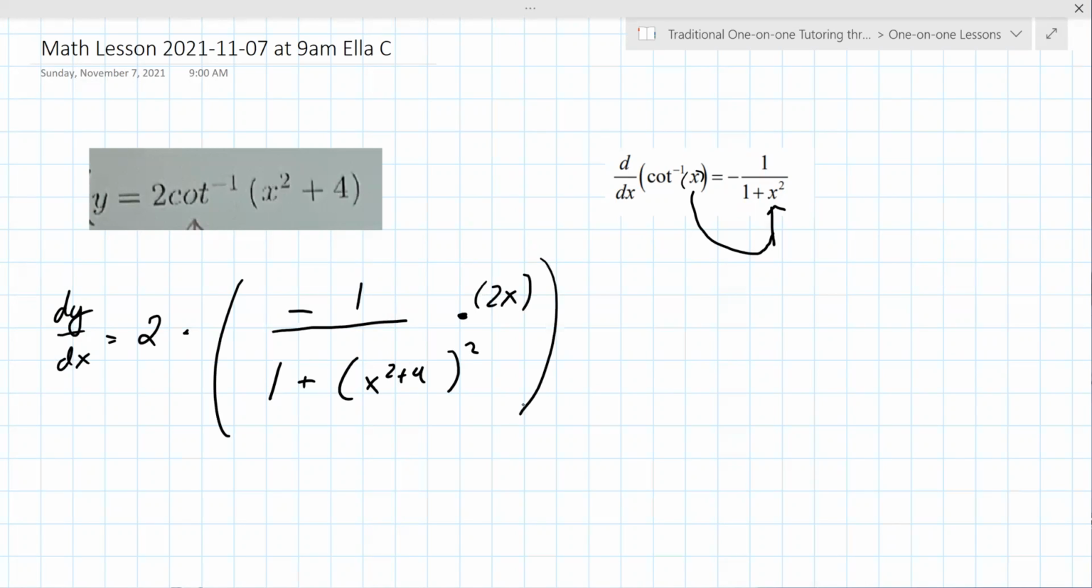Do you know if your instructor wants you to simplify? I think she probably does, at least for problems like this. Okay, so we can see 2x, negative, so negative 4x over, and then you don't actually need to expand what's inside here.